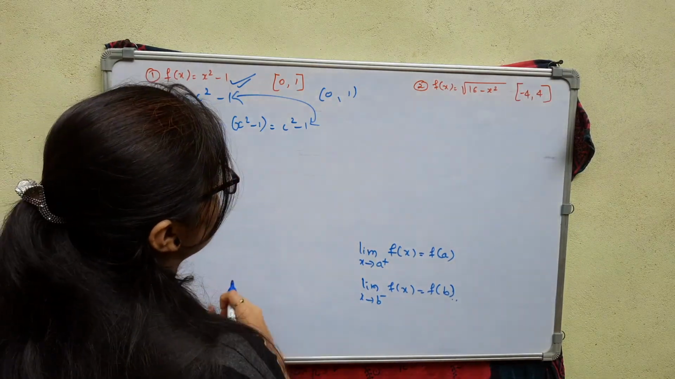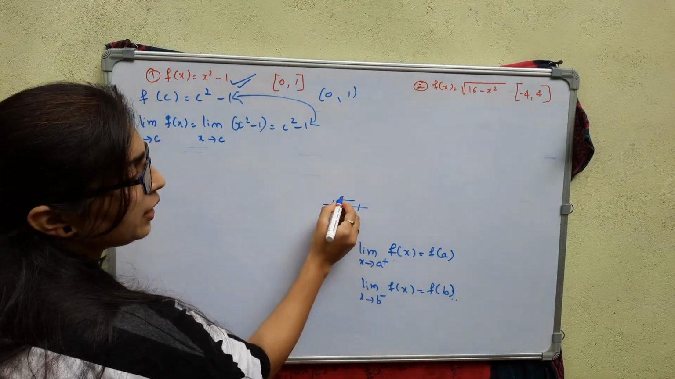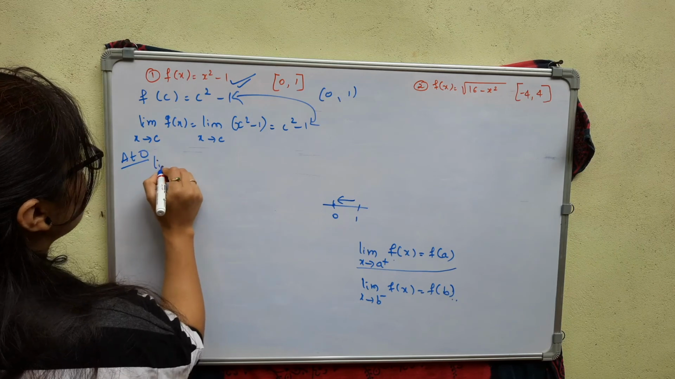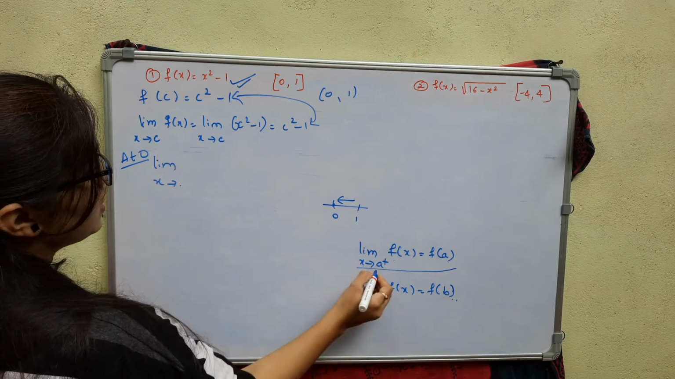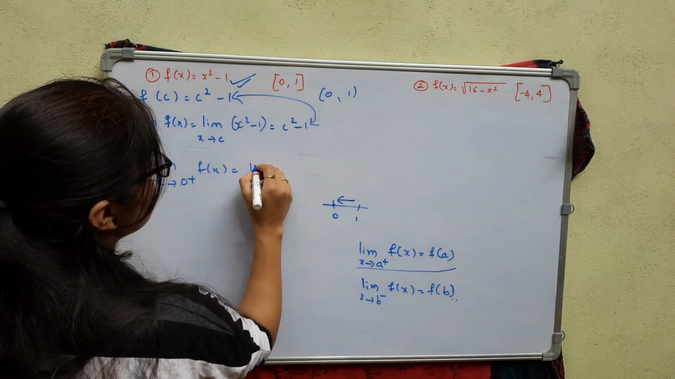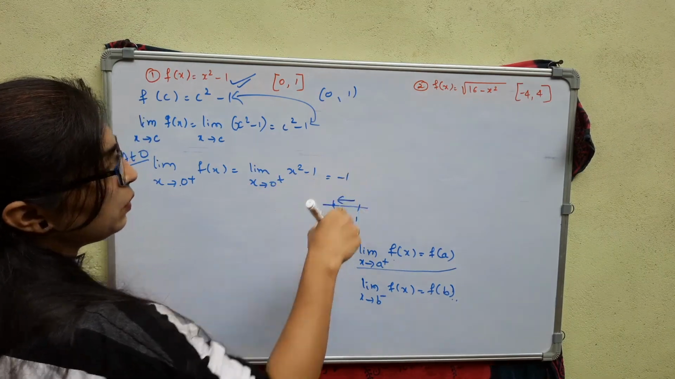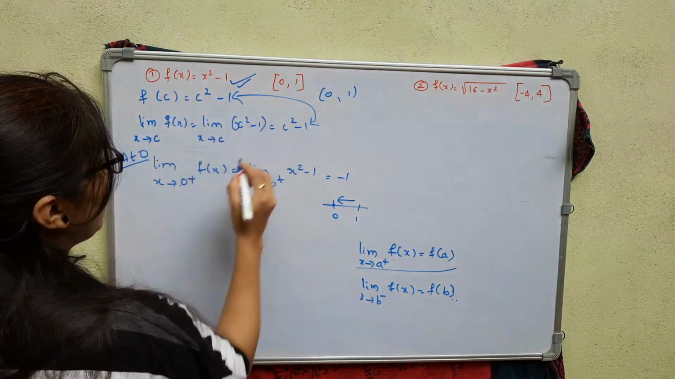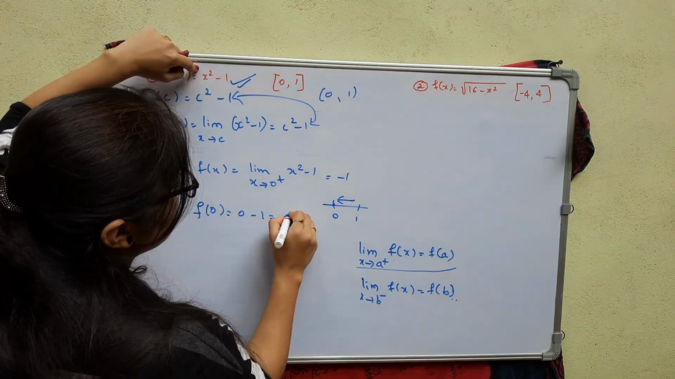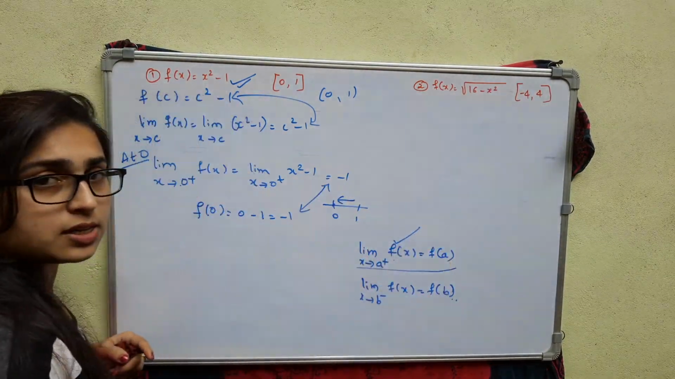Now I will consider the points 0 and 1. At this point I said it should be continuous from the right. So at 0, the limit as x approaches 0 plus of f of x, that is x square minus 1, will be equal to minus 1. But what happens at 0? f of 0 will be 0 minus 1, that is equal to minus 1. So these both are equal, so this condition is right.